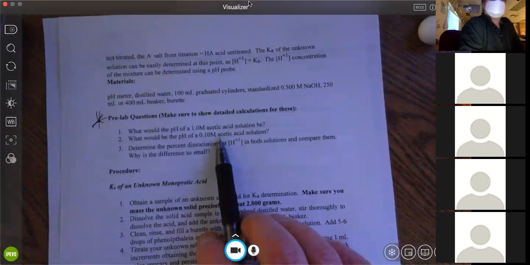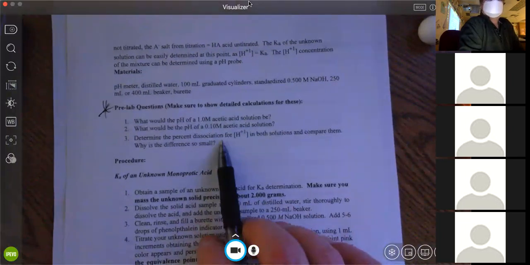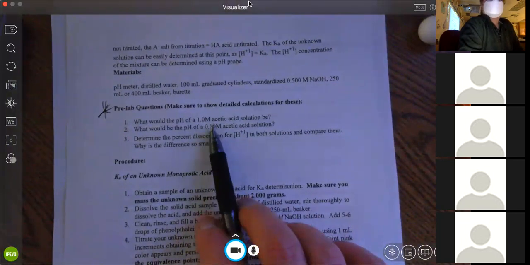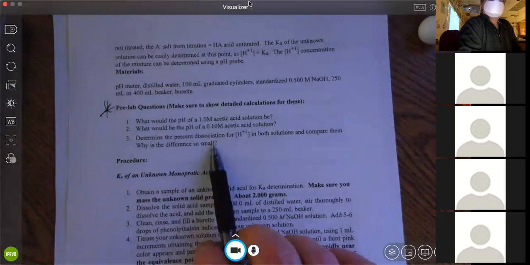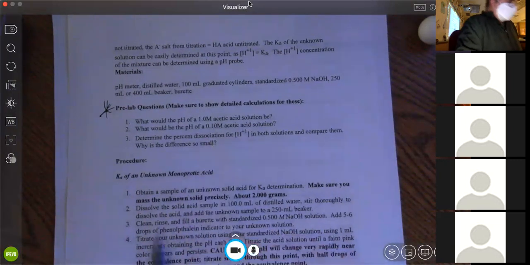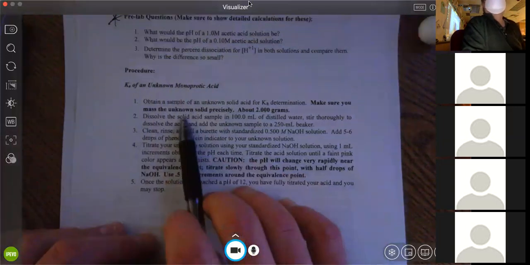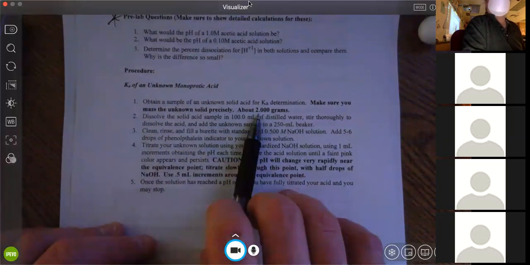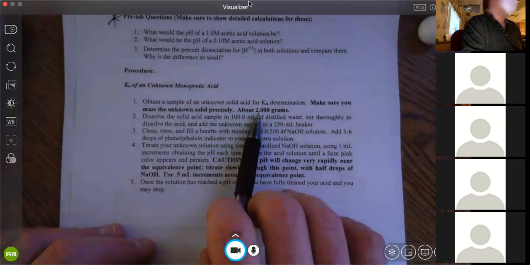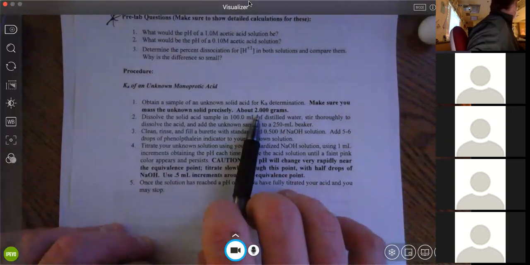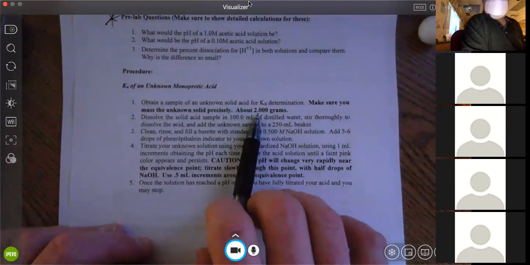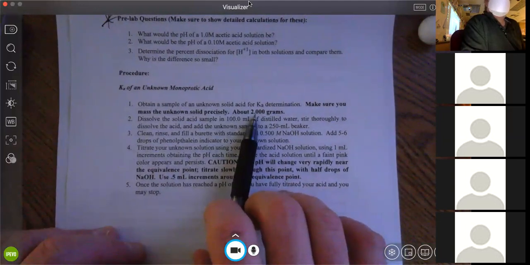That's what they're giving you right here. They're giving you the pH of these. You're going to figure out the pH of these, and then you're going to figure out the percent of dissociation. Then tomorrow, here is the unknown monoprotic acid. We are using about 2 grams. Well, that's pretty important. Otherwise, you're going to go through all of the sodium hydroxide, and you just don't want to do that.